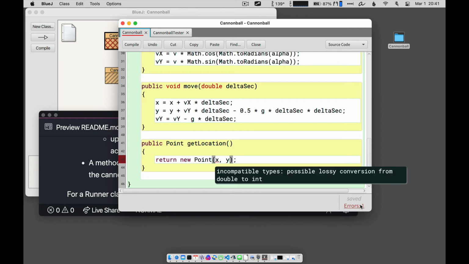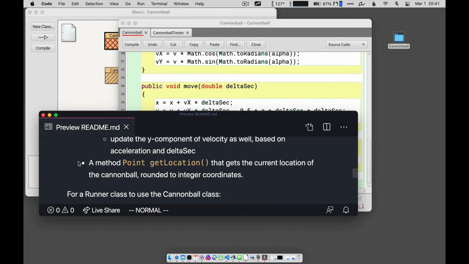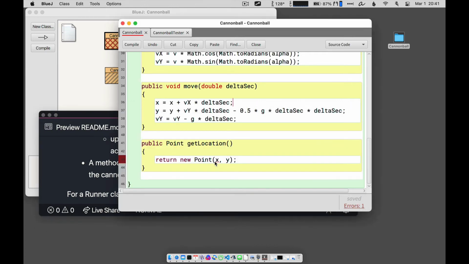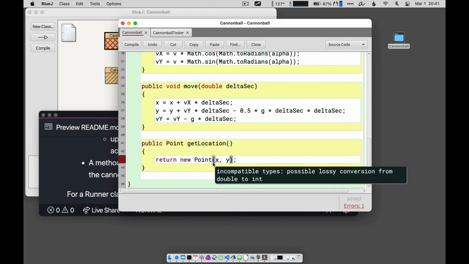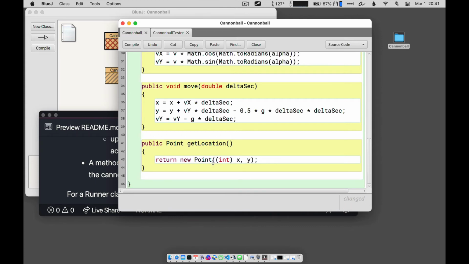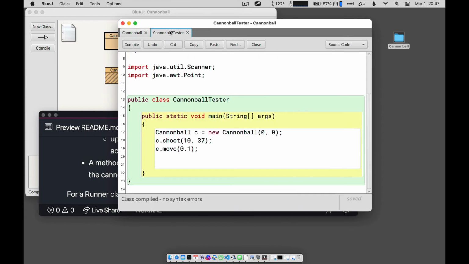Doesn't like it. Doesn't like something here. Possible lossy conversion from double to int. Oh, that's right. So these are double values that I'm calculating with, but I'm supposed to be sending back something. I guess a point has integer coordinates there. So I need to make sure that I cast both of these. So I'll cast that one as an int. I'll cast this one as an int. And now maybe I'll be able to get away with that. Awesome. So let's do this. Here's the Cannonball Tester.